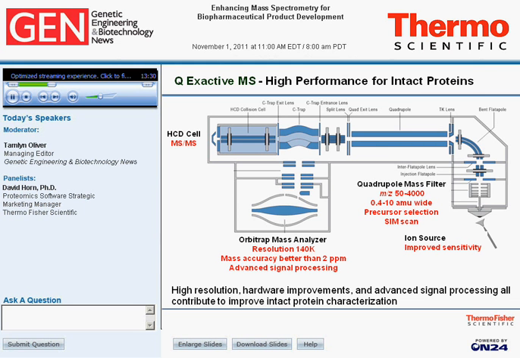And the Orbitrap mass analyzer, which has resolution 140,000 at m/z 200, very high mass accuracy, and that advanced signal processing.